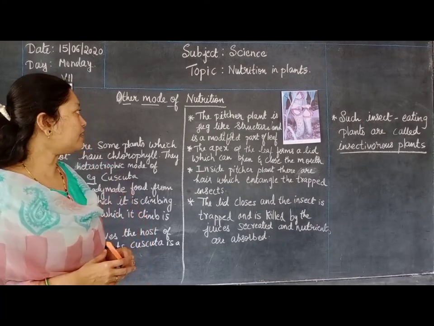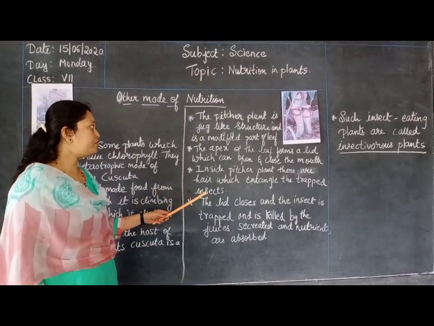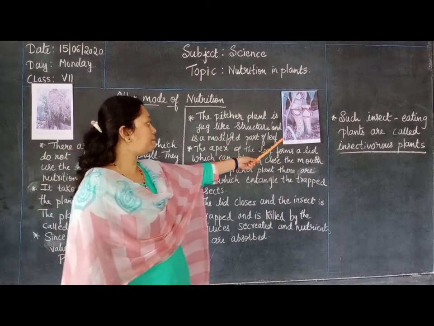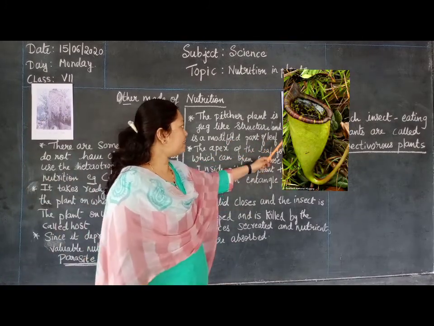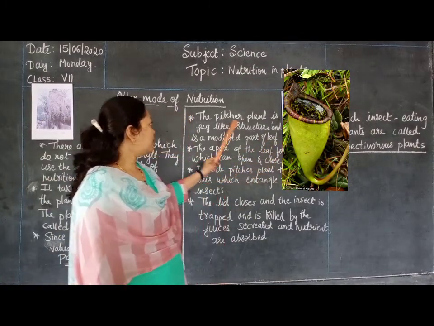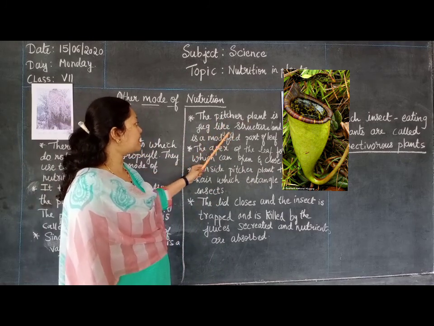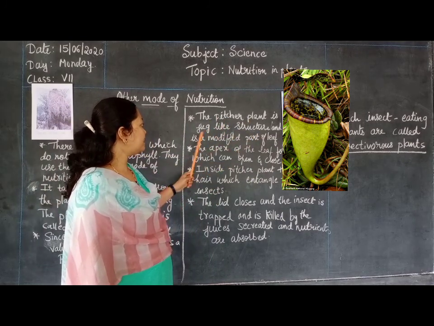Next, another example we will take is the pitcher plant. Can you see the pitcher plant here? The pitcher plant is a jug-like structure.